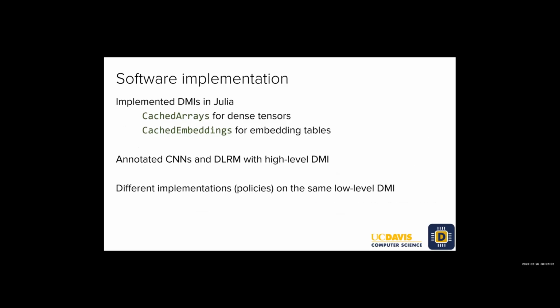Okay, so we implemented this in two different cases. One was cached arrays, which are used for dense tensors, so this is looking at training CNNs. The other was cached embeddings for embedding tables, for things like DLRM. Just like the talk that we just heard, we're also trying to optimize these kinds of systems. So we annotated these two workloads with our high-level data management interface and then implemented different policies.